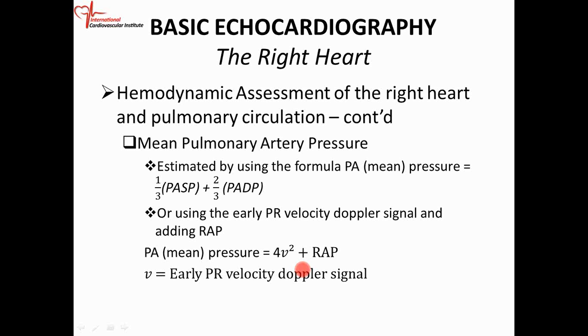A very good method is when you have tricuspid regurgitation. If you plane the envelope, the computer will give you a peak pressure, and it will also give you a mean pressure. If you use that mean gradient and add the right atrial pressure to it, that's the mean PA pressure.